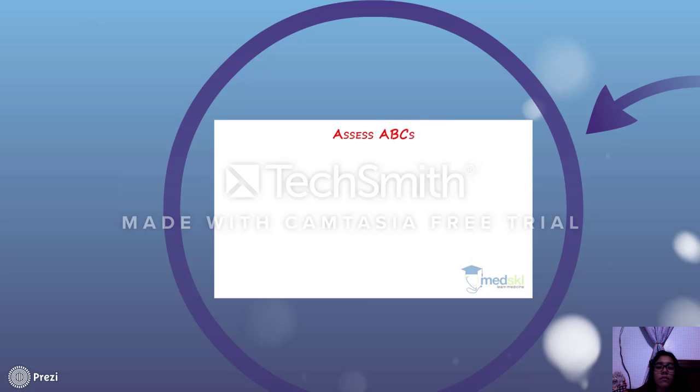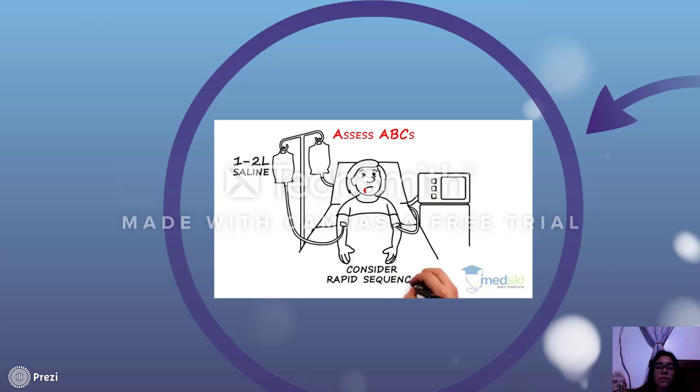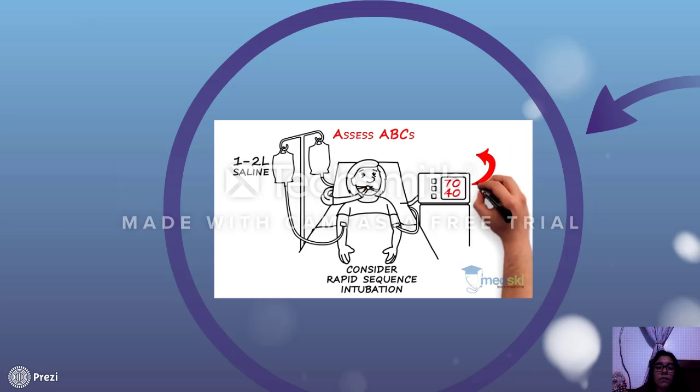Assess ABCs. Insert 2 large bore IVs and give a bolus of 1 to 2 liters of normal saline and monitor continuously. Consider a rapid sequence intubation to prevent aspiration of blood with profuse hematemesis and altered mental status. If hypotension persists despite fluid boluses, transfuse with blood and correct coagulopathy.